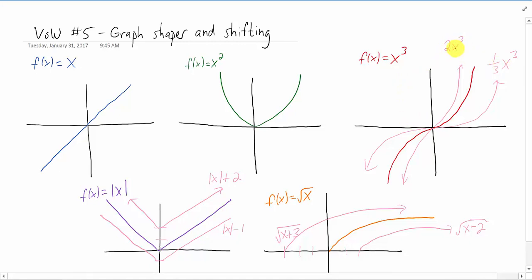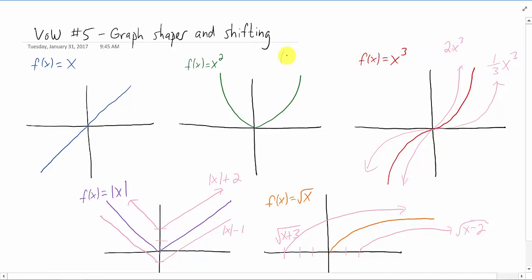Now while you can stretch and squish things vertically, you can also do it horizontally. So if I replaced x with, say, 3x, and I wanted to see what that graph looked like, replacing x in any function with some multiple of x is going to have the effect of what I call a horizontal squish. So we're taking all of these x values and we're squishing them in.